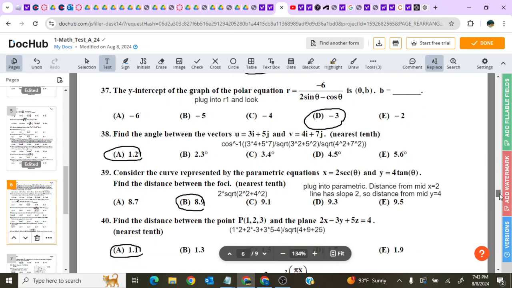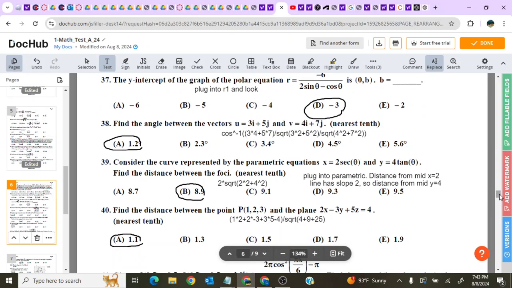Then consider the curve represented by the parametric equations x equals 2 over cosine of t and y equals 4 tangent of t. What is the distance between the foci? So how foci work is basically you're given the distance of x squared plus the distance in y squared, but what the distance of y squared would be if it was an ellipse, basically.